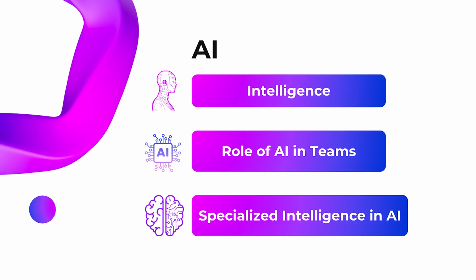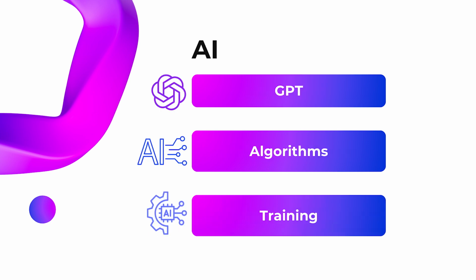We're going to take a look at intelligence in general, the role of AI in teams, because that's hugely important. It does have a role. And specialized intelligence within AI, as well as what a GPT is, generative pre-trained transformer, what algorithms are within machine learning, and training. Now, we're going to take a look at all of this at a high level. You can absolutely feel free to take a deeper dive into it. I'll post some videos within the resources that can let you have a deeper dive.